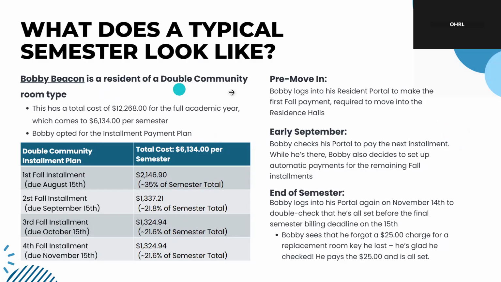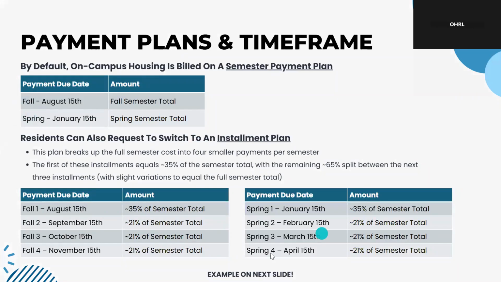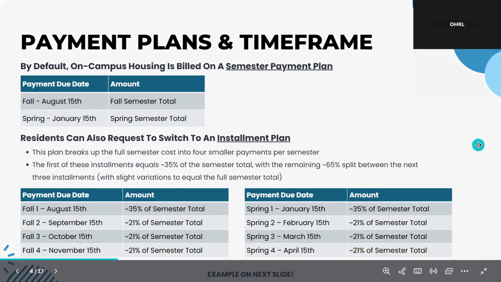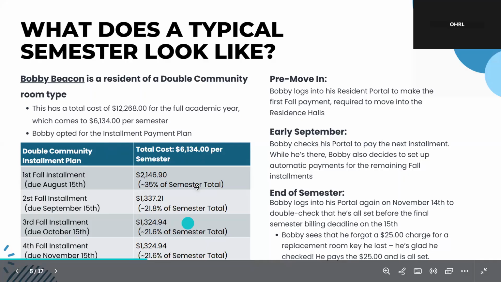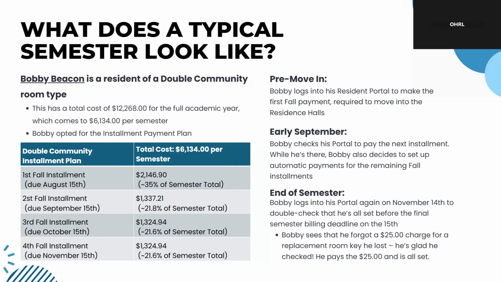Bobby's room type of double community has a total cost of $12,268 for the full academic year, which comes to $6,134 per semester. If we take a look back here, we look at the installment breakdown here, and we look at it again here, that is how the double community breaks down for Bobby. So that is the same information as on the last slide, just more specific to this room type, so you can get a picture of what this will look like.